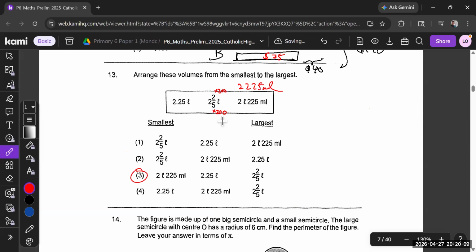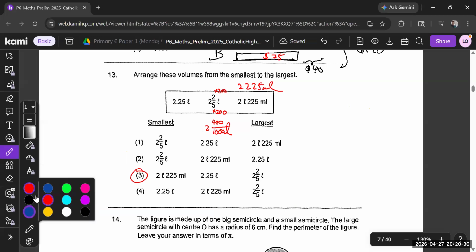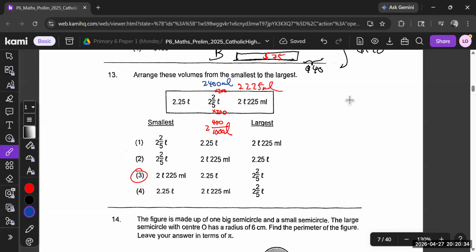Because 1 liter is 1000. So you want to change the denominator to 1000. So what do you get? You will get 2 liter. Okay, let me write down over here. 2 and 400 over 1000 liters. So how much is that? That will be 2400 ml. Okay, make the denominator into 1000 because 1 liter is 1000.